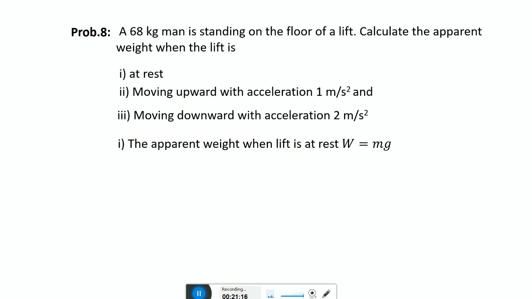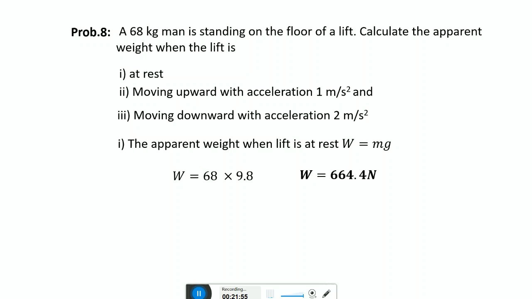Where m is mass and g is acceleration due to gravity. In SI system, its value is 9.8 meter per second square, and in CGS system, value of g is 980 centimeter per second square. So we get W is equal to 68 into 9.8. Apparent weight is equal to 664.4 Newton.